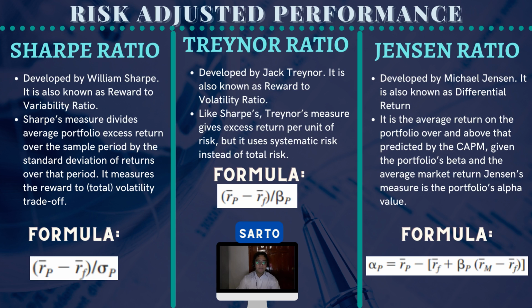And lastly, the Jensen ratio, also known as the differential return, is the average return on the portfolio over and above that predicted by the CAPM. Given the portfolio's beta and the average market return, Jensen's ratio is the portfolio's alpha value. For example, if two mutual funds both have a 12% return, a rational investor should prefer the less risky fund. Jensen's measure is one of the ways to determine if a portfolio is earning the proper return for its level of risk.